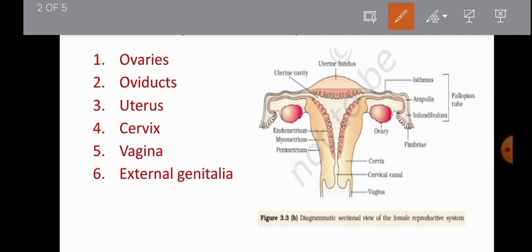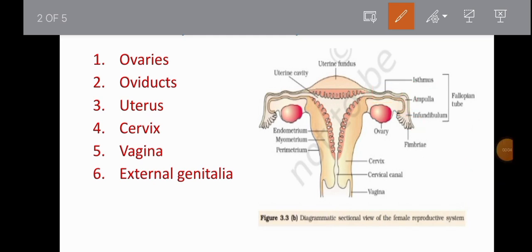Oviducts are also known as the fallopian tube. Its length is about 10 to 12 centimeters. It extends from the part closer to the ovary to the uterus. So here the funnel-shaped structure is known as the infundibulum, and the finger-like structures that you can see here are known as fimbriae. These fimbriae help in the collection of ovum after ovulation, and the part closer to the uterus is known as the isthmus. So it's about the fallopian tube. The fallopian tube contains fimbriae, infundibulum, ampulla and isthmus.